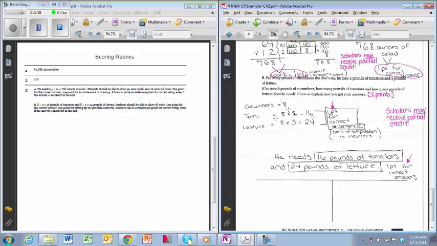If they have that set up, then they will receive 1 point for the correct setup, even if the computation is incorrect. And then they get 1 additional point for the correct answer, which should be 16 pounds of tomatoes and 24 pounds of lettuce.